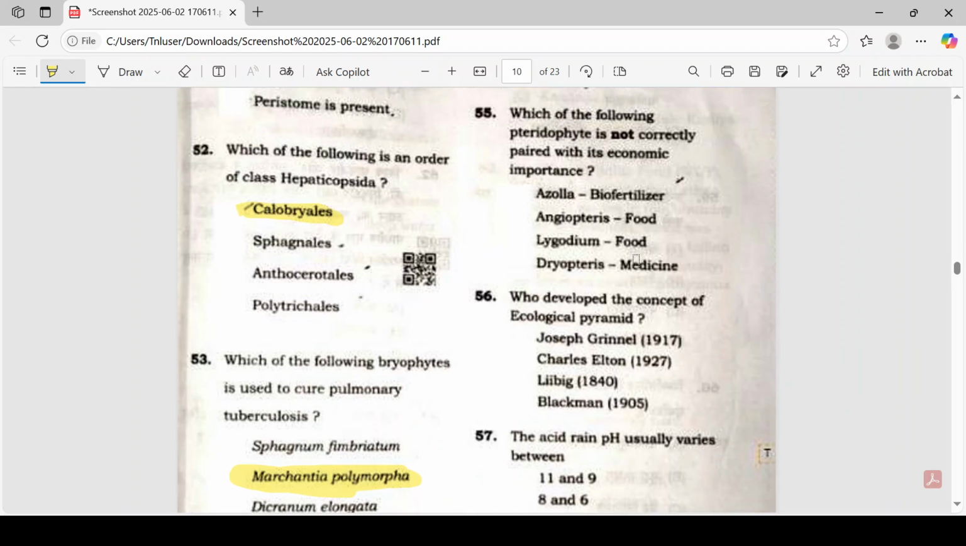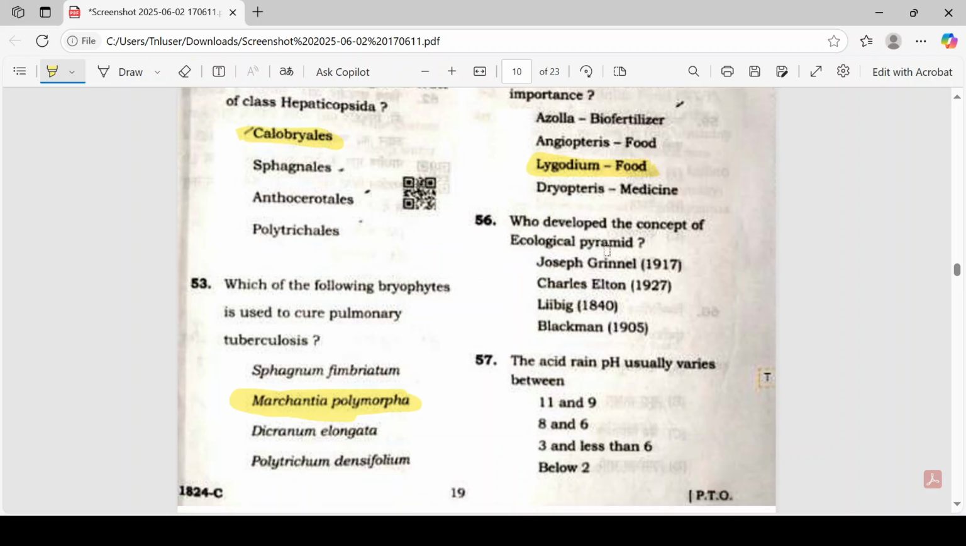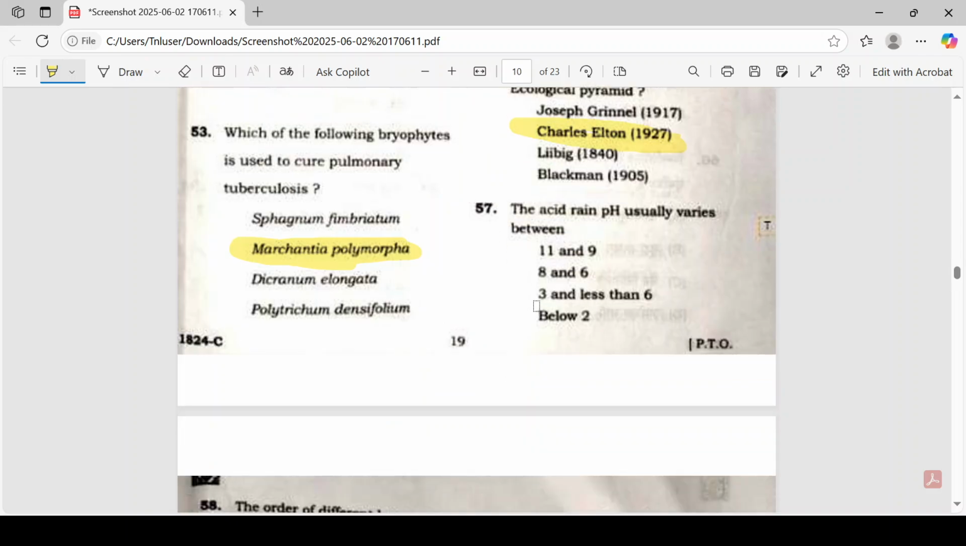Question number 55. Which of the following pteridophyte is not correctly paired with its economic importance? So Lygodium is not utilized as food, so this will be the incorrect one over here. Who developed the concept of ecological pyramid? Easy question. That's Charles Elton in 1927. Okay, the acid rain pH usually varies between, easy question, 3 and less than 6.